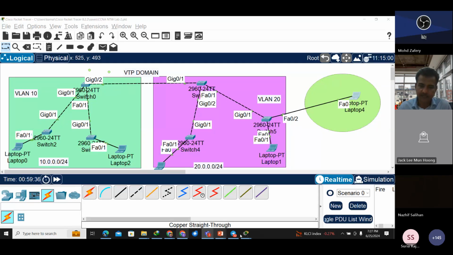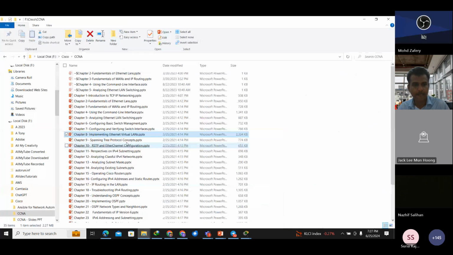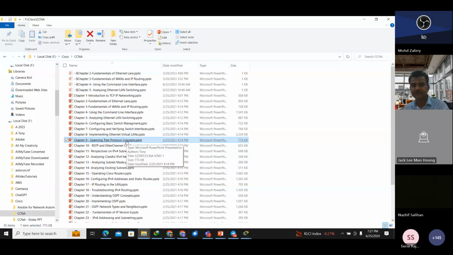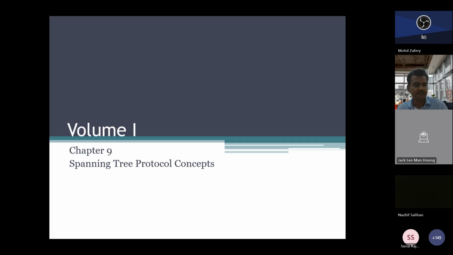All right, let me take you back to the slide. Next, we're going to look at spanning tree protocol. So what we looked at earlier, configuring a switch, easy. Configuring a switch is very easy. We just already configured the VLAN and the trunk port. We just configured them. Good, good, good.